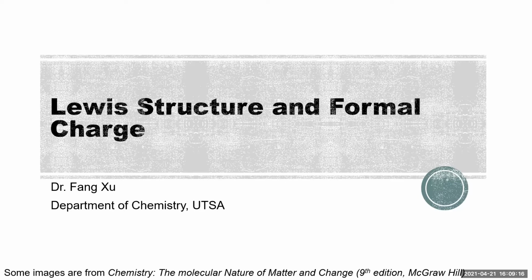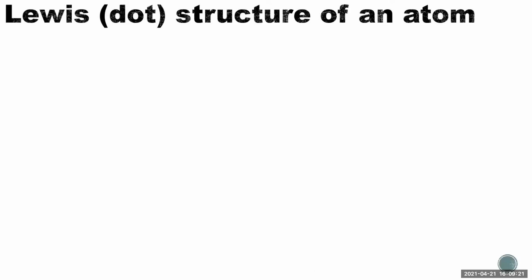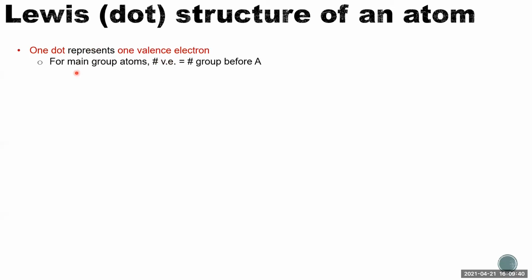I'm Dr. Fang Xu. In this video, we're going to talk about Lewis structure and formal charge. Lewis structure, or Lewis dot structure, can be used to describe the electron configuration of an atom or molecule, and we only talk about the valence electrons. In the Lewis dot structure, each dot represents one valence electron. For main group atoms, the number of valence electrons equals the number of the group before the A. Say oxygen is in the 6A group, so the valence electrons of oxygen is 6.